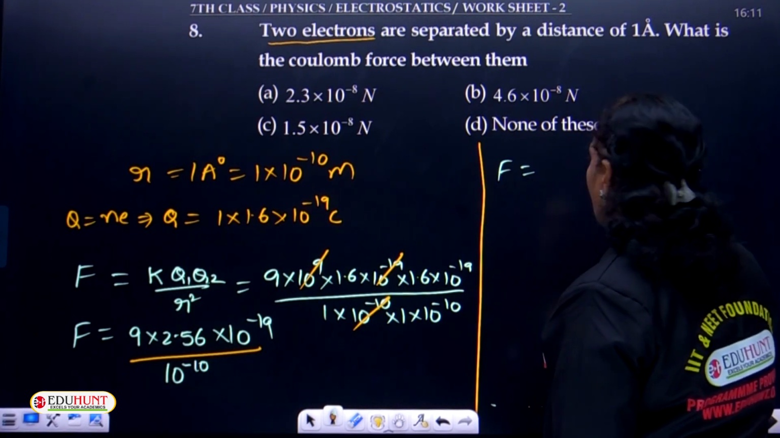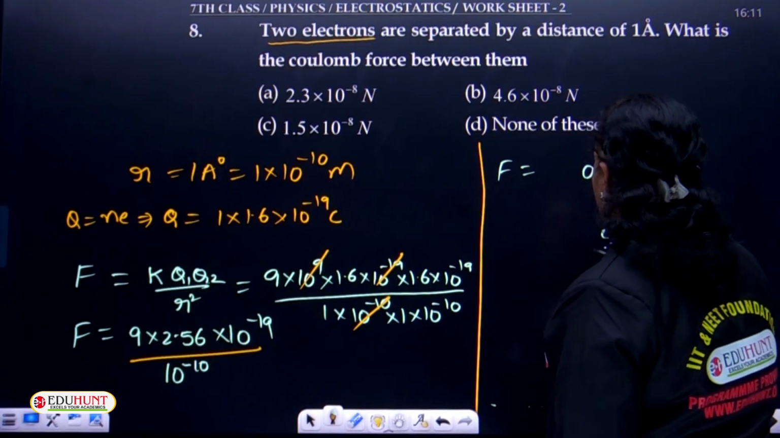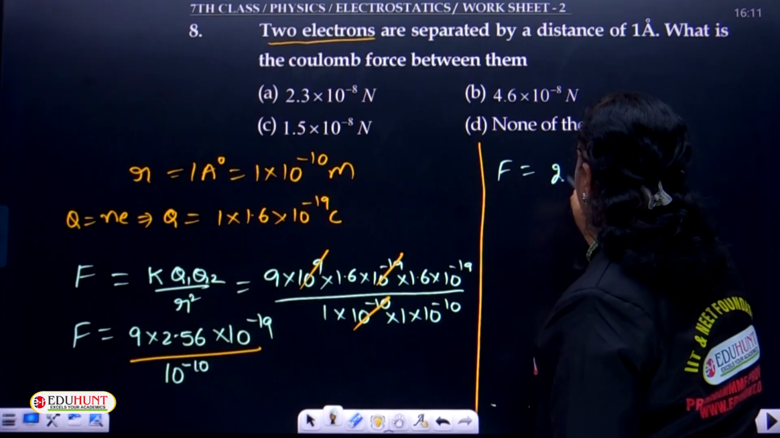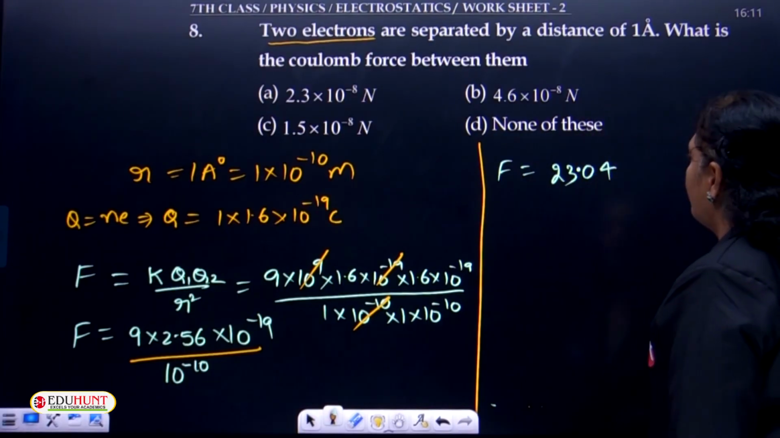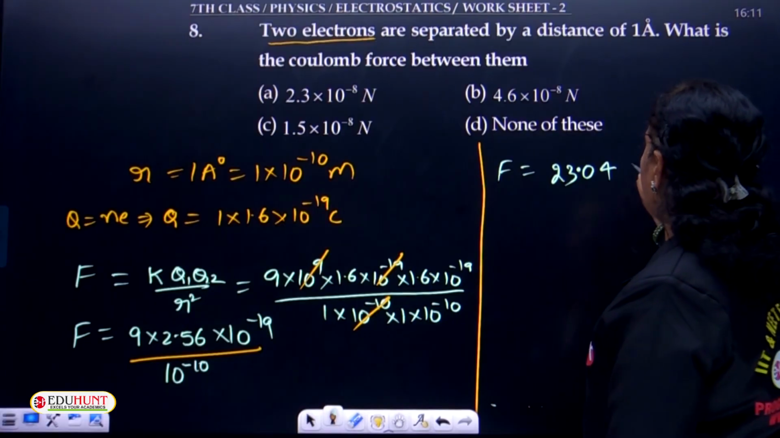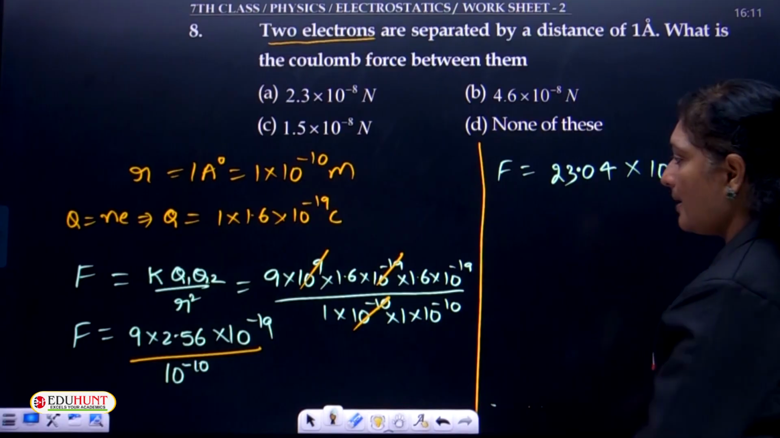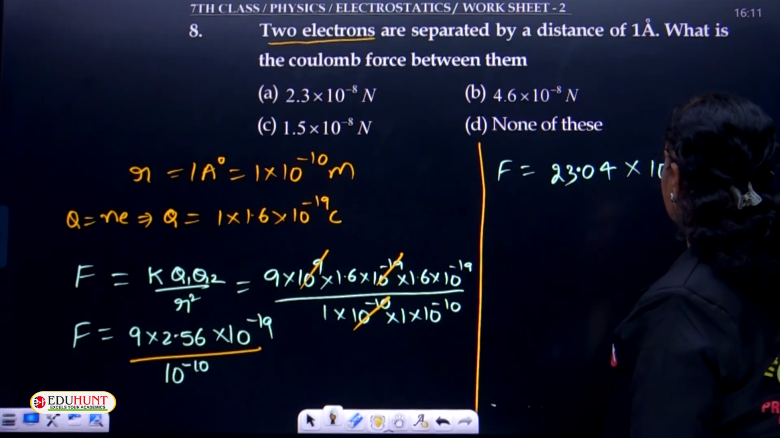So, 9 times 2.56 is 23.04, multiplied by 10 power minus 10, and minus 19, you are left with minus 9.